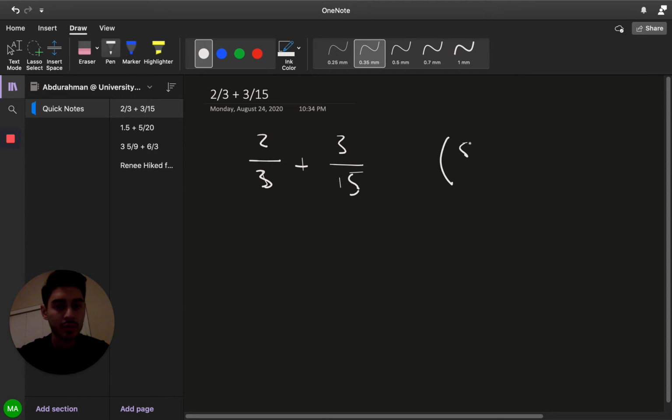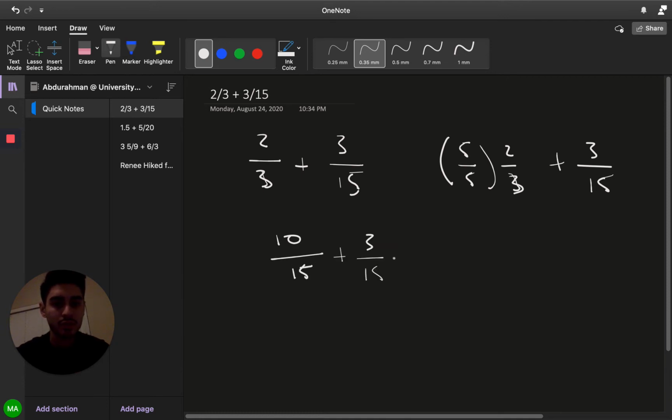So we have 5 over 5, and then 2 over 3, plus 3 over 15. And that gets us 10 over 15 plus 3 over 15, because 5 times 2 is 10, 5 times 3 is 15, and now we can finally add it along, and we get 13 over 15. So basically multiply this part first, times 5, and multiply that by 5, and we just add straight away.